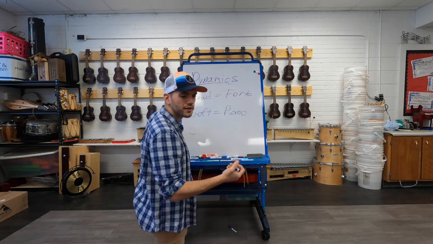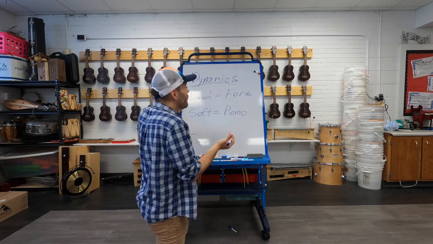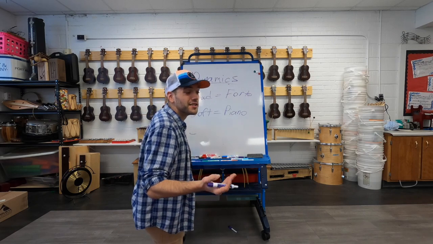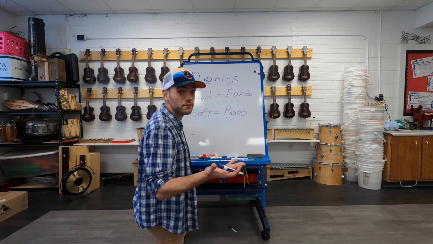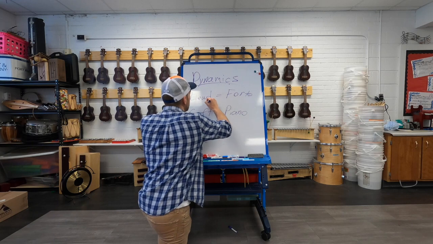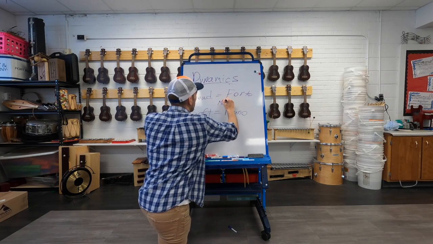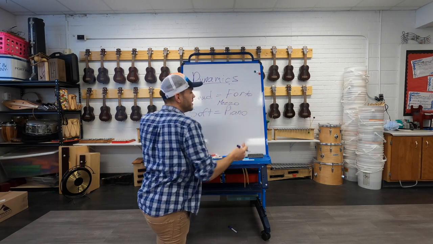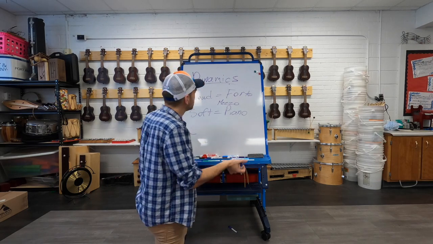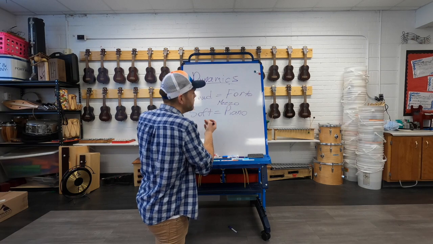Good. Now, if we wanted to say something was medium loud or medium soft, some of you already know it would be mezzo. So we're going to say it is mezzo of either of these. Mezzo. You gotta have a bounce to it. Mezzo. So mezzo forte and mezzo piano.